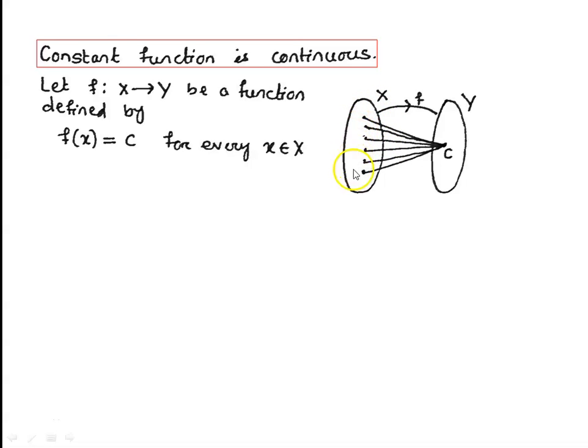Here we have two topological spaces, X and Y, and f is the function from X to Y. And image of every point in X is c. So this function f is a constant function. All the points of X are mapped to one point c of Y. Now we have to prove that this function f is continuous. To prove f is continuous, we have to show that inverse image of every open set in Y is open in X. Now let us take an open set U in Y.